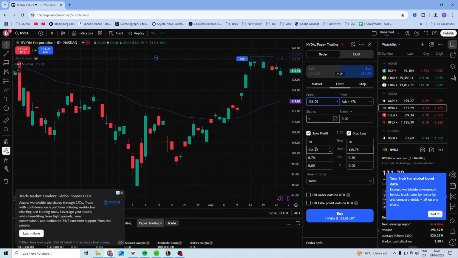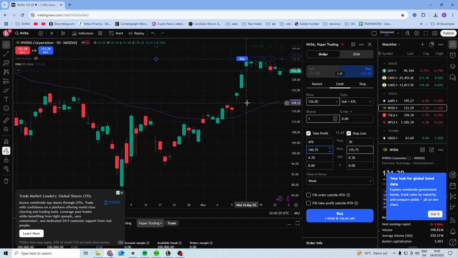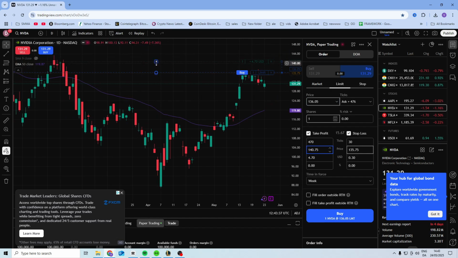And let us put the take profit at 140. So now you can see I have my take profit at 140, and I can even move more if I want to, and my stop loss at 124. So here you can see take profit and stop loss and the order.